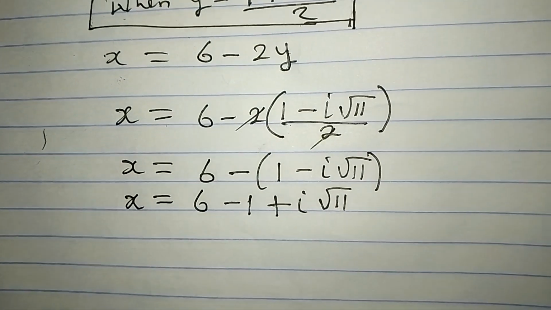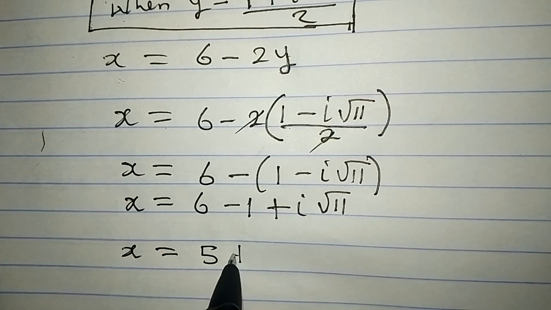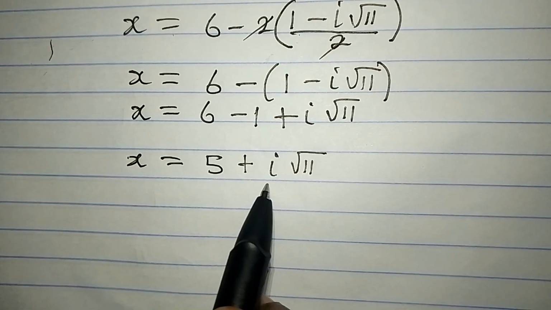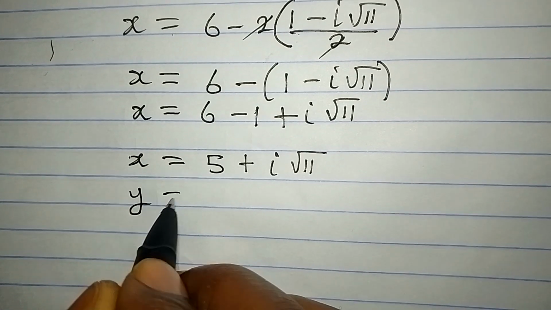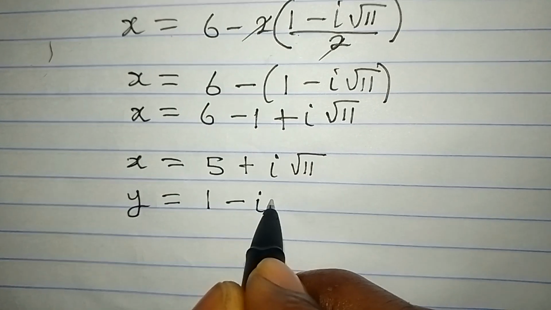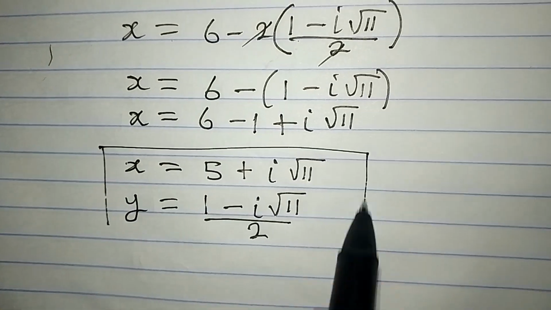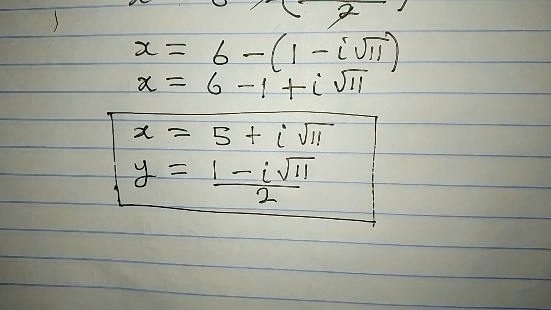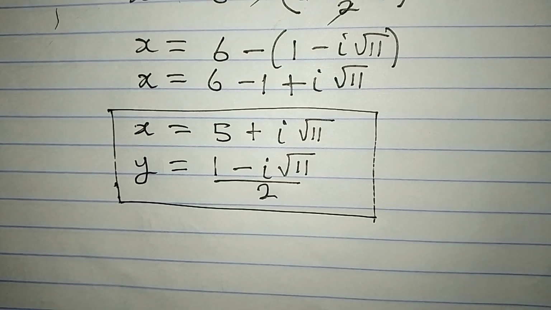Okay, so let's continue so that our x will now be 6 minus 1 is 5, then we have plus I root 11. So this will be the value of x when y is equal to 1 minus I root 11 over 2. So from here we have the other value of x and y, and remember these are complex solutions because of the presence of I in both x and y. Thank you for watching.